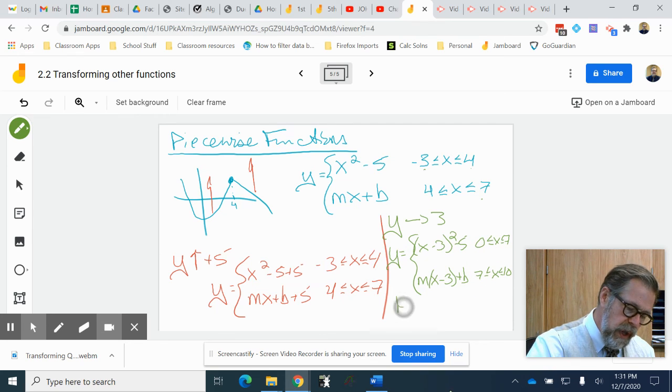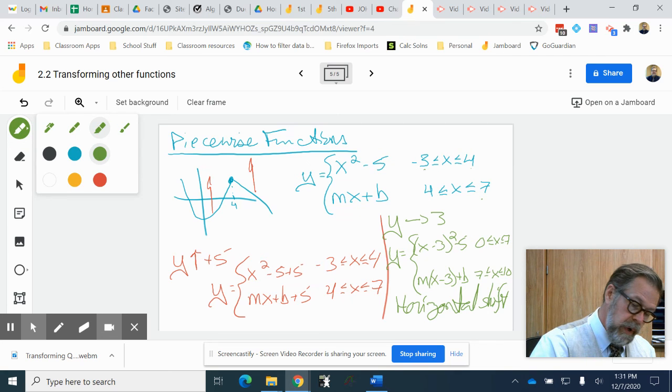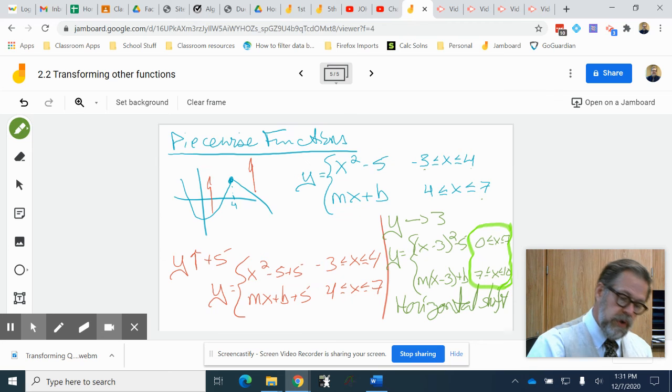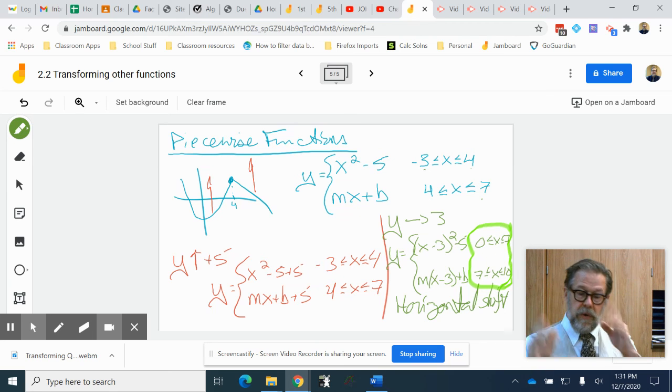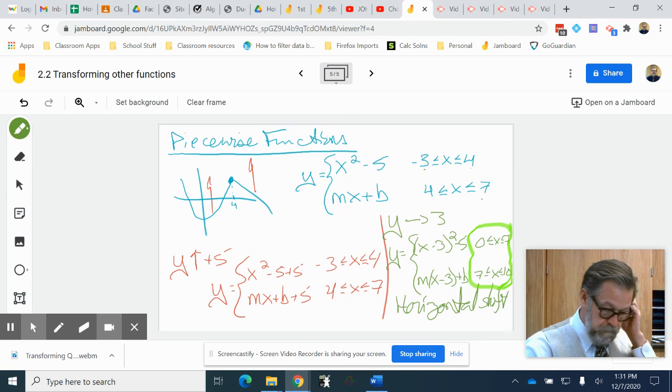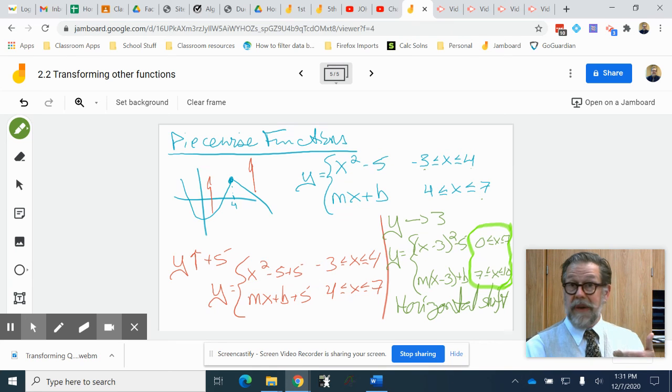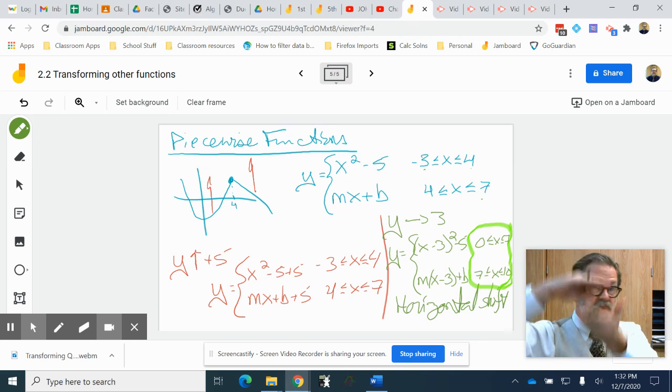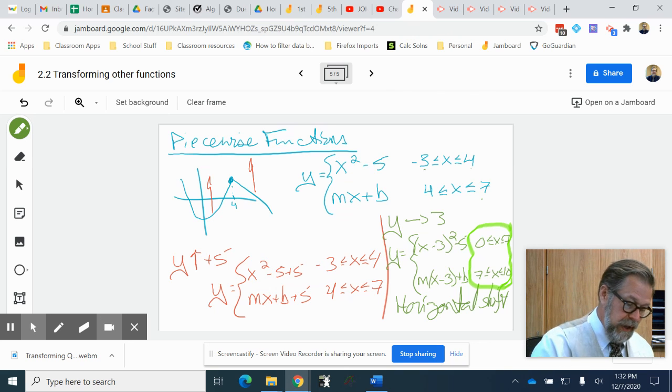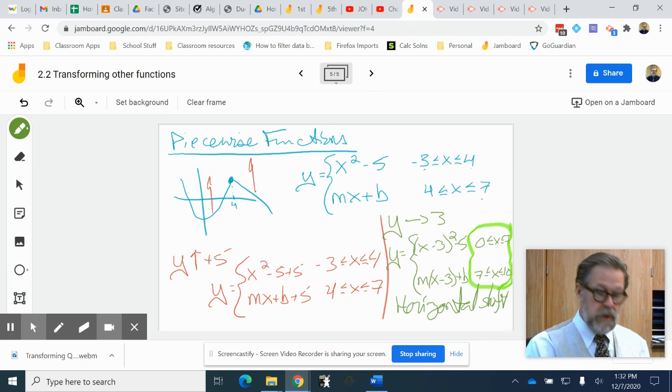So when you're doing a horizontal shift on a piecewise function, it's really, really important that you also shift your boundaries of your piecewise function. And of course, stretch factor, obviously, just plug in an a in there, doesn't make any difference at all.